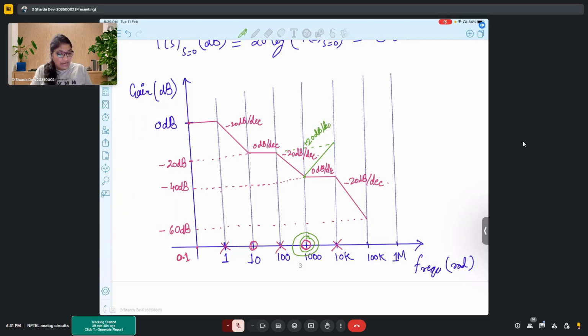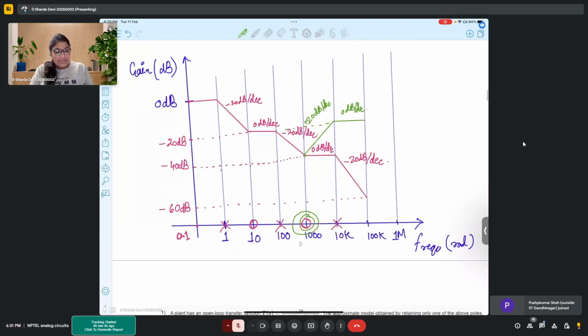Now when it encounters a pole at 10,000, the slope becomes 0 dB per decade, right? So this is the idea. And you can see how the shape of your curve and along with it the behaviors will change as you are changing the poles and zeros positions, right?